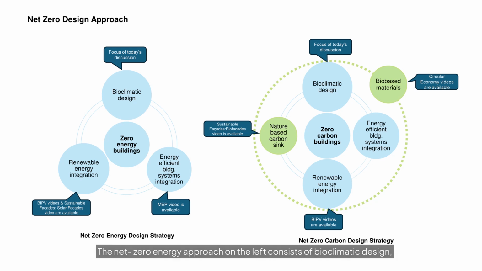The net zero energy approach on the left consists of bioclimatic design, energy efficient systems, and renewable energy integration. The design goal is to reduce energy use through bioclimatic strategies and energy efficient building service systems. This video focuses on bioclimatic design. Then, the on-site renewable energy system is integrated to support building operations.